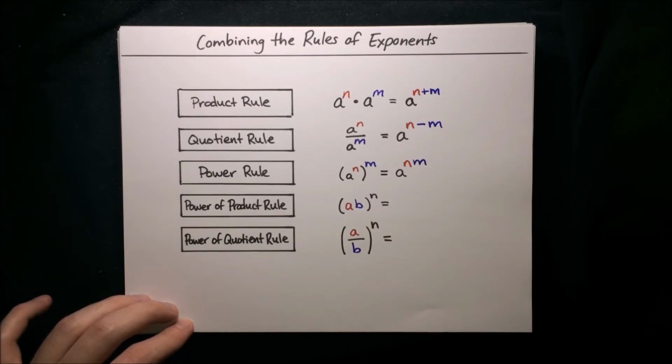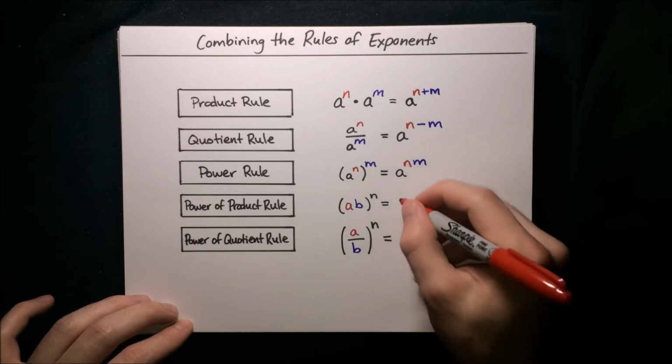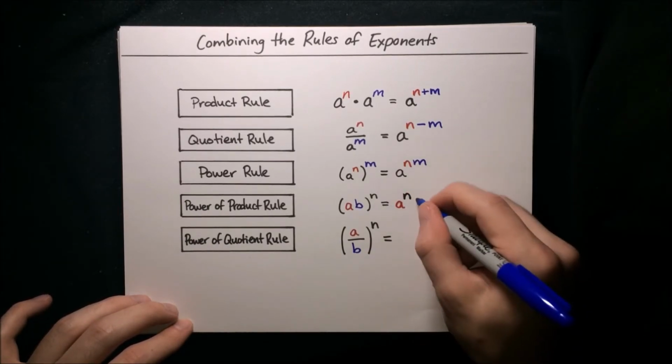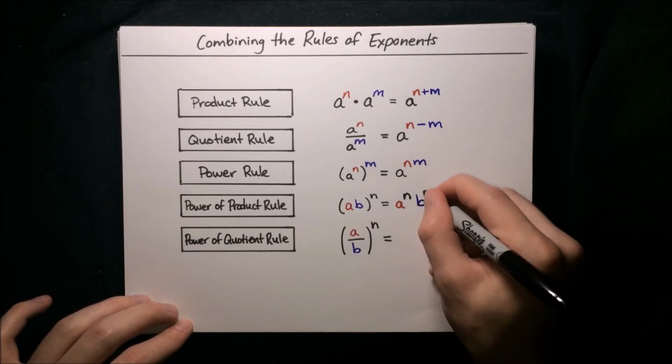Alright, on to the power of product rule. So if we've got a product ab, and we're raising that product to the power of n, then how else can we write this? Well, this is ab times itself n times. So all in all, inside of that product, there are n copies of a and n copies of b. So we can just write this as a to the n times b to the n.